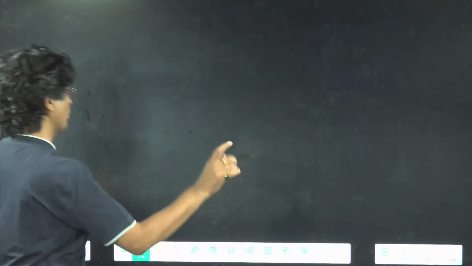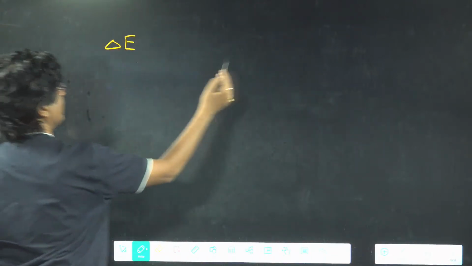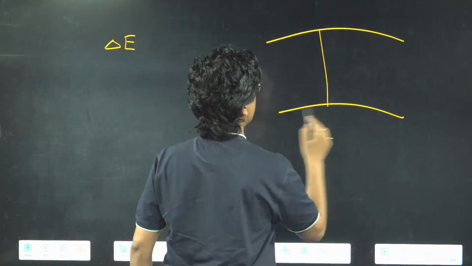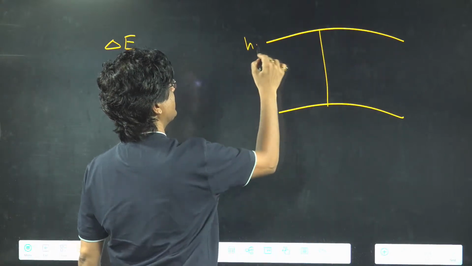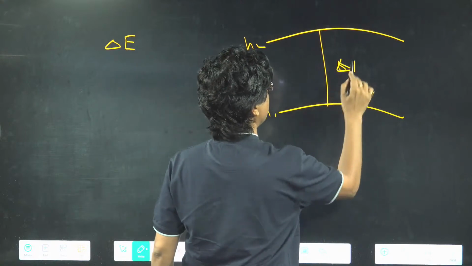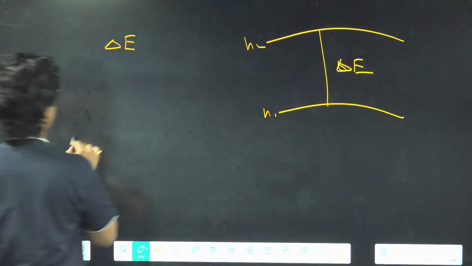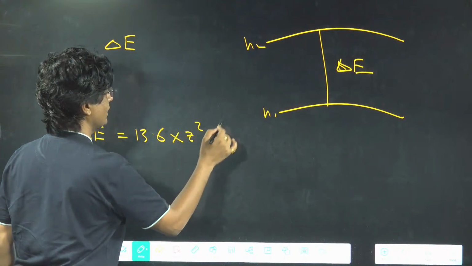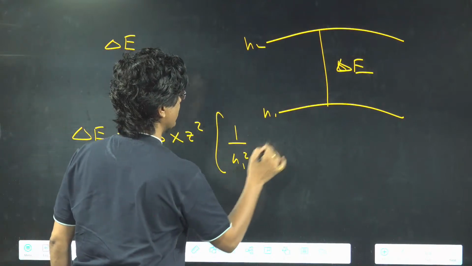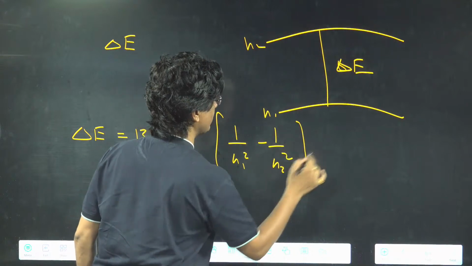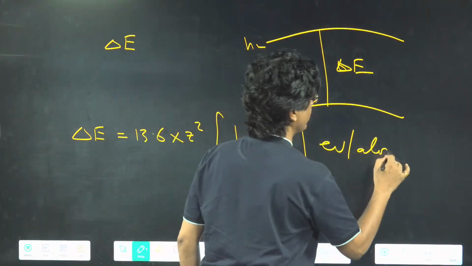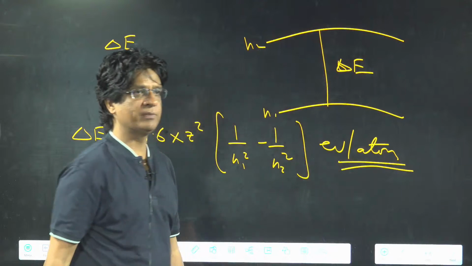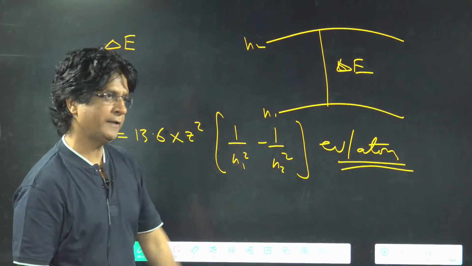Okay, one more thing. Delta E, what is that? The energy difference between two orbits. This is N1, this is say N2. This delta E, I told you, is given by 13.6 into Z square into 1 upon N1 square minus 1 upon N2 square electron volt per atom. Please mind the units as well. They are very, very important. Okay, so let's begin the questions.